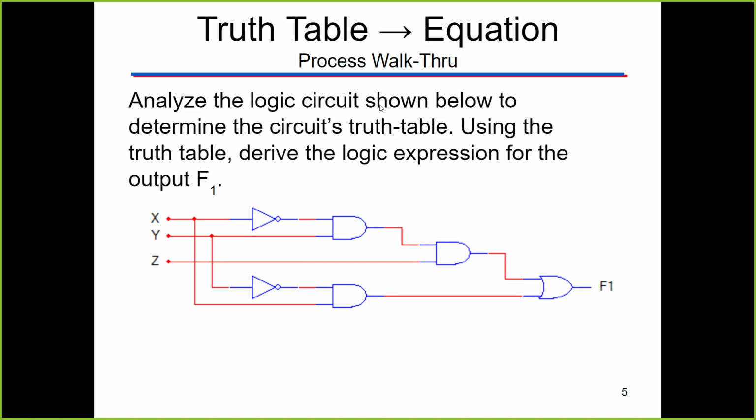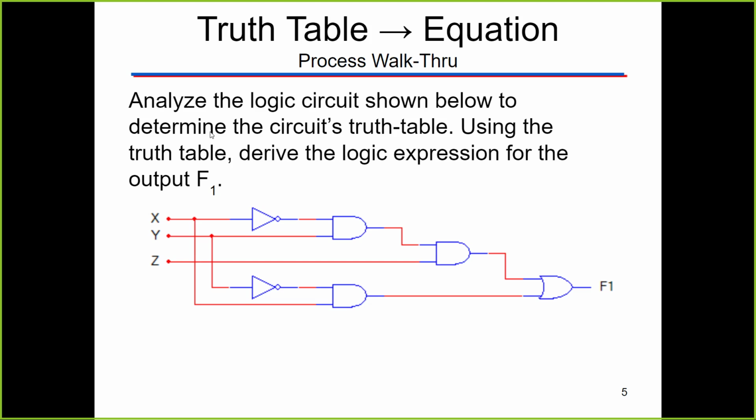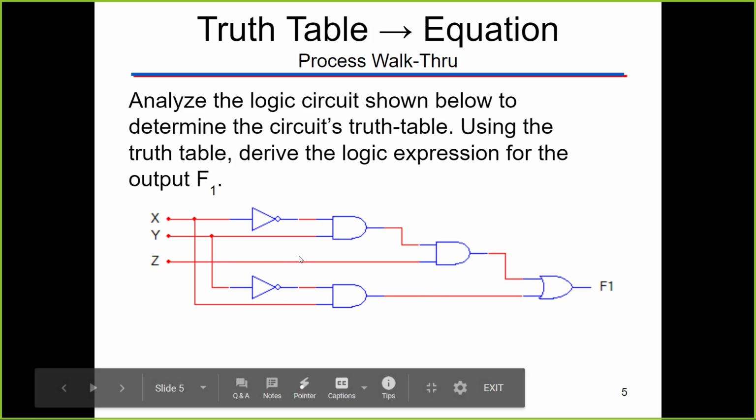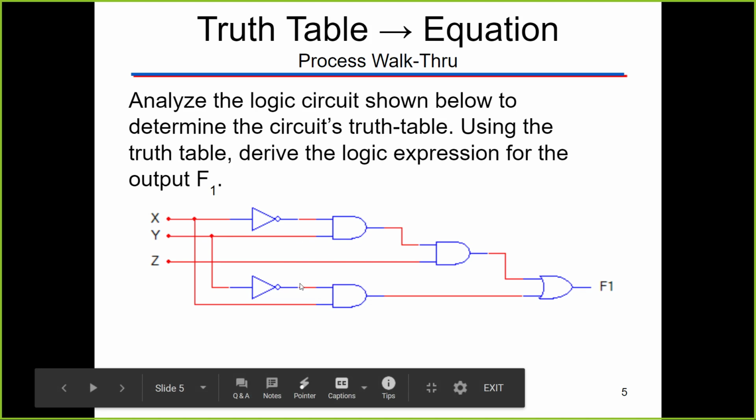Analyze the logic circuit shown below to determine the circuit's truth table. So here we don't have a truth table. We just have a circuit, but we can make a truth table from this, and there's a way to do it. It's not as hard as you might think. Using the truth table, derive the logic expression. So they want us to go backwards. They want us to take this drawing and make a truth table. Then from the truth table, they want us to make the logic expression. So I'm going to show you guys how to do that.